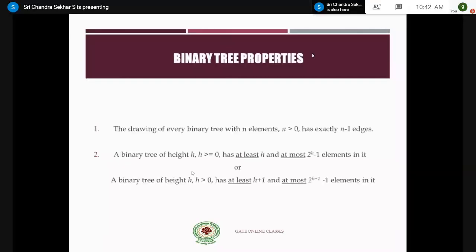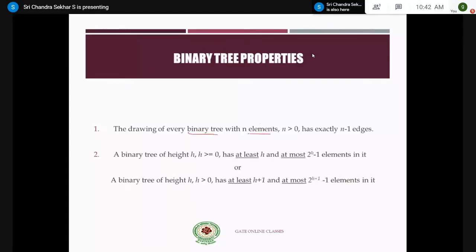Right. So these are some of the binary tree properties. This is very clear. The first property is a very important property. Sometimes you need to derive these properties also. The first property, what he is saying, is every binary tree with n elements.